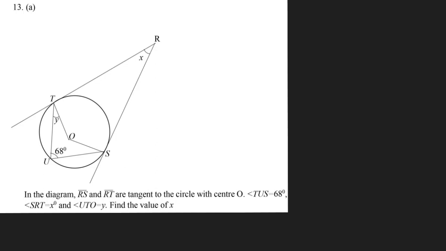Alright, question 13. The question says, in the diagram, line RS and line RT are tangent to the circle with center O. Of course, we know a tangent is a line that touches the circumference, right? So this is a tangent because it touches the circumference of the circle at this point, and this is a second tangent. So we have two tangents, right? The question says that angle TUS is 68 degrees.